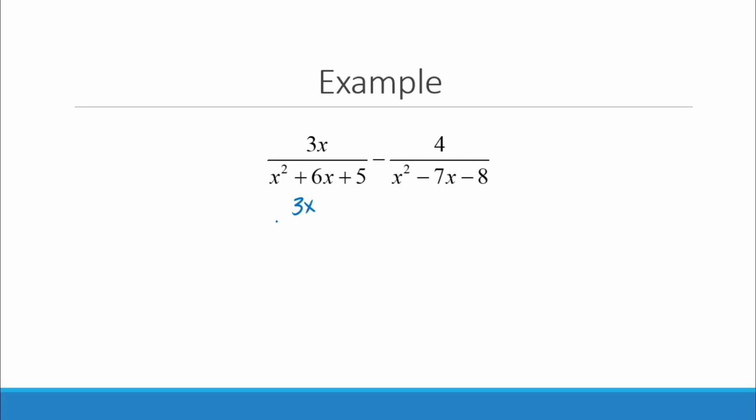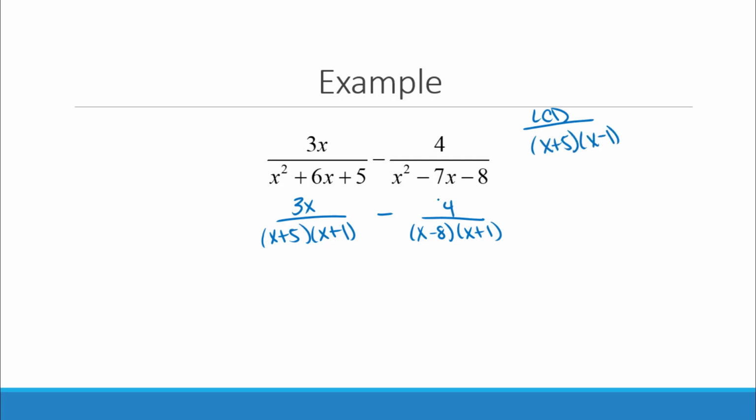Again, your first step is going to be to factor your denominators. So that's what I'm going to do here. Minus, this is 4. This is going to be x minus 8, x plus 1. So what is my LCD? Let's write down my first denominator, x plus 5, x minus 1. Anything new over here? Yes, x minus 8. So I'm going to rewrite both of these fractions with a denominator of x plus 5, x plus 1, x minus 8.